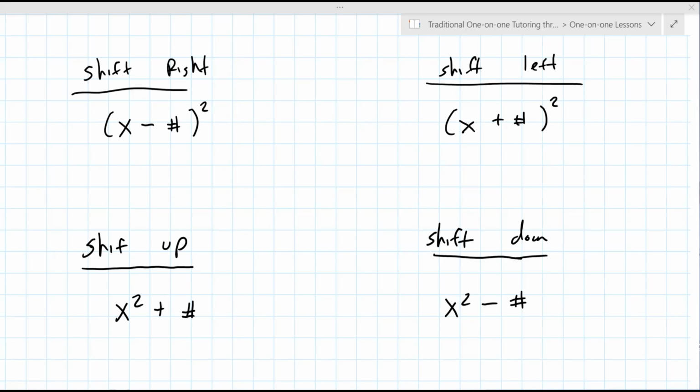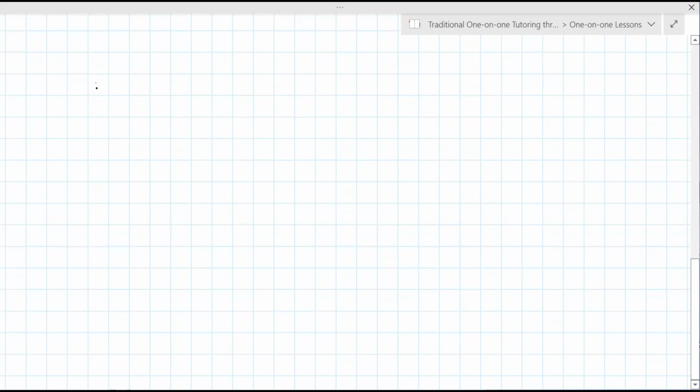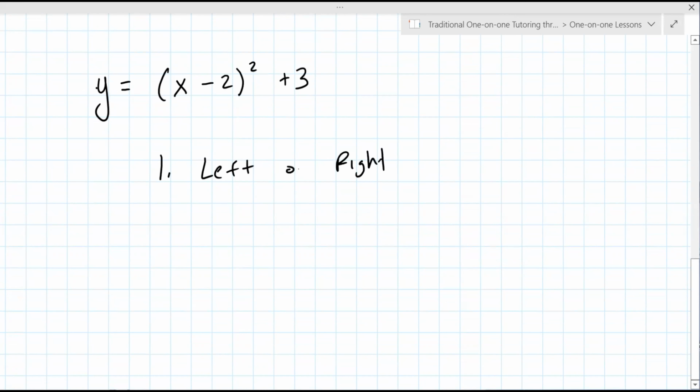Okay, so where we're going next is I'm going to give you an equation here. I'm going to say x minus 2 squared plus 3, and you need to tell me whether this is going left or right and how much, and then whether it's going up or down and how much.